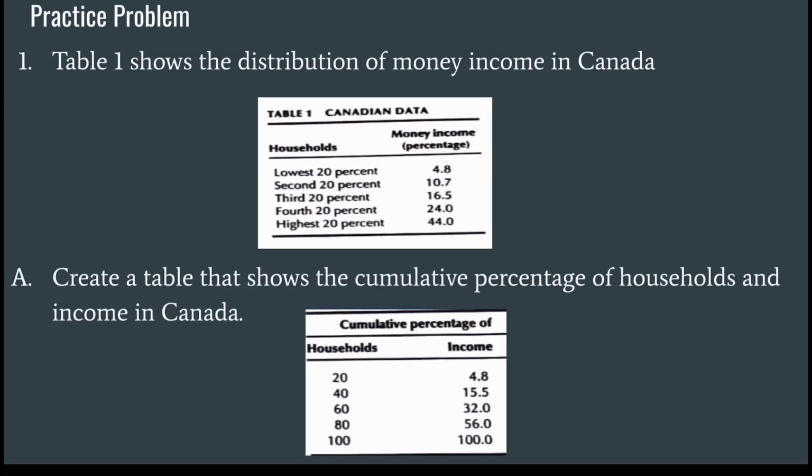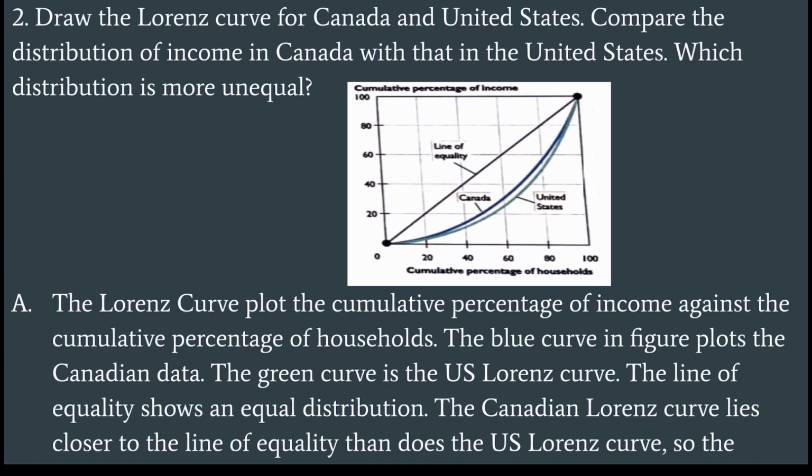Practice problem. Table 1 shows a distribution of money income in Canada. Create a table that shows the cumulative percentage of households and income. Draw the Lorenz curve for Canada and the United States. Compare the distribution of income in Canada with that of the United States. Which distribution is more unequal?